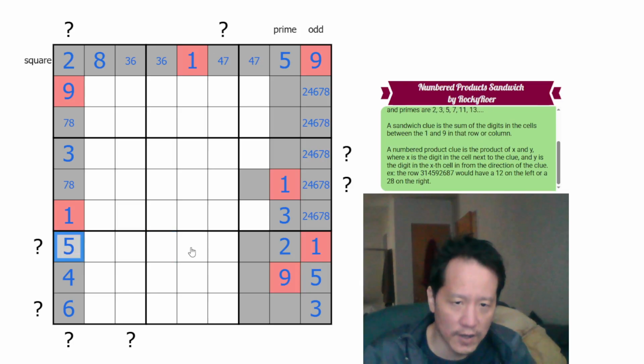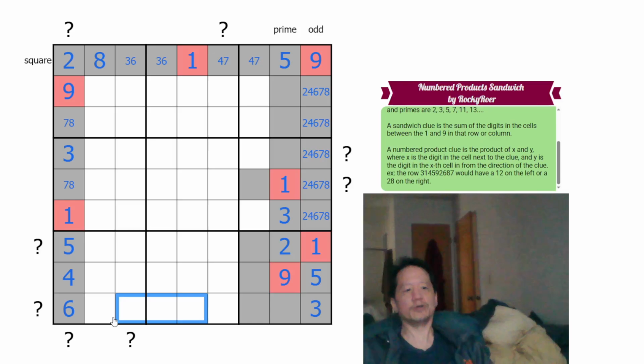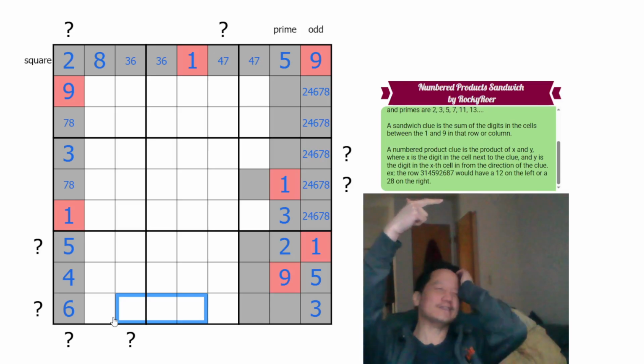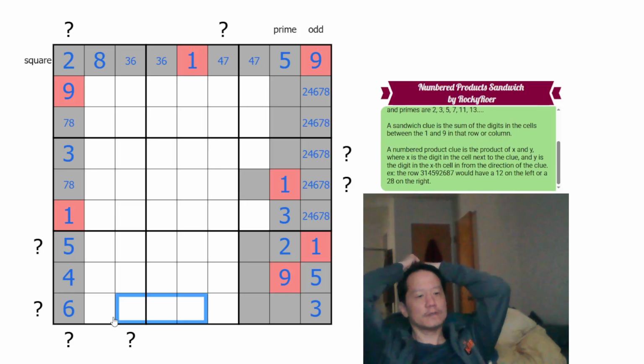This is 5. This is 6. What is in between? What's the most that could be in between the 6 then? It would have to be 3 digits, which could be 4, 5, and 7. No, 5, 7, and 8 at most, which would be 20.